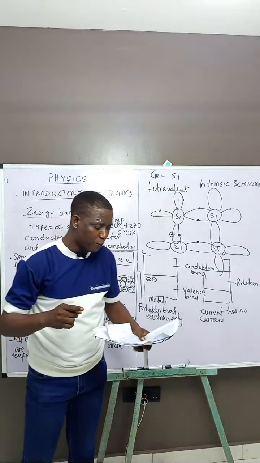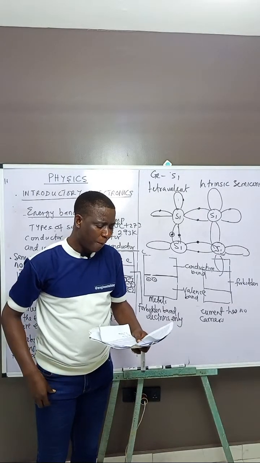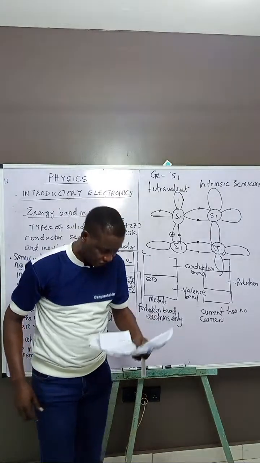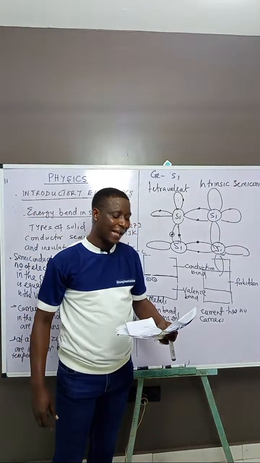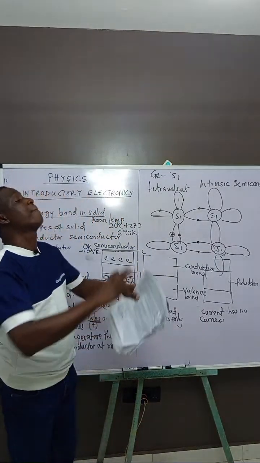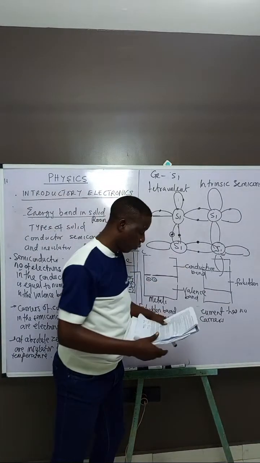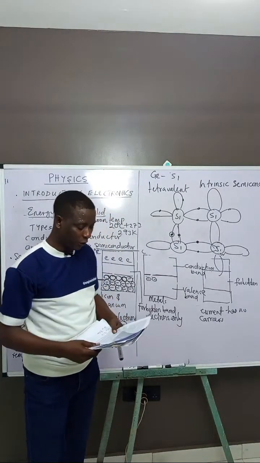Look at it, number 12 in this question. The bond that forms a semiconductor is dash. A, covalent; B, electrovalent; C, ionic; and D, metallic. So the bond that produces a semiconductor is what we call covalent bonding. Take note of that.